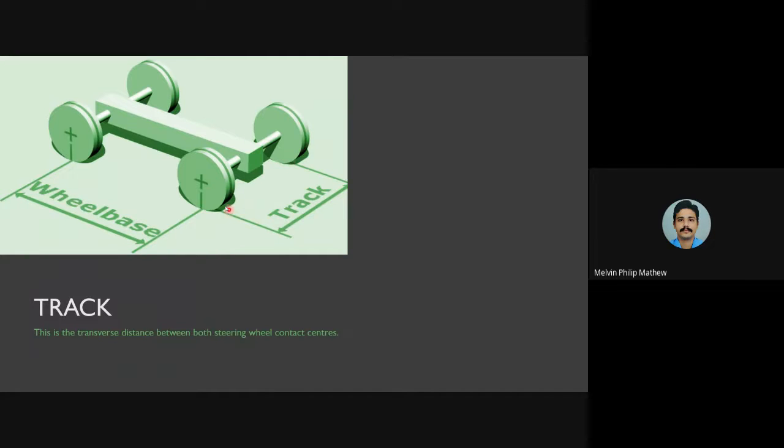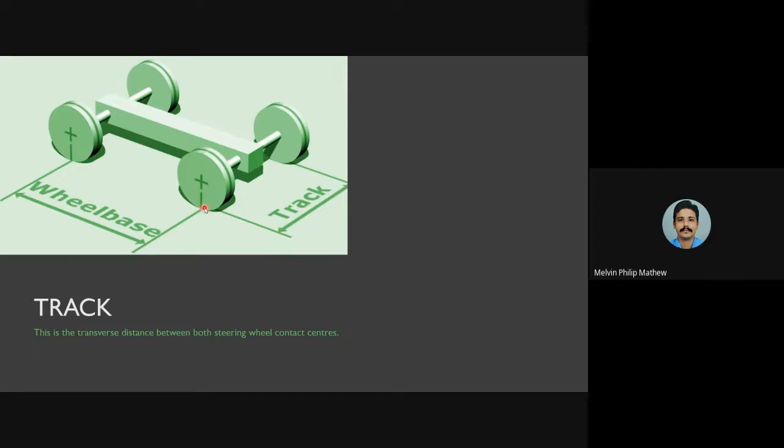Okay, from the contact area we have contact centers. From one contact center to the other contact center of the wheel, whether we take front or back, it will be the same. Even in the rear and the front, the contact centers are the same, and the distance between the contact centers is in the transverse direction, that is in this way, not in this way. Okay, there's a transverse distance between the wheel contact centers.